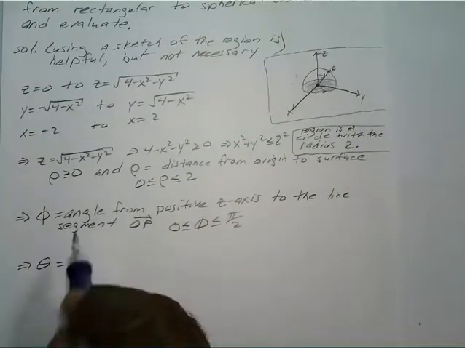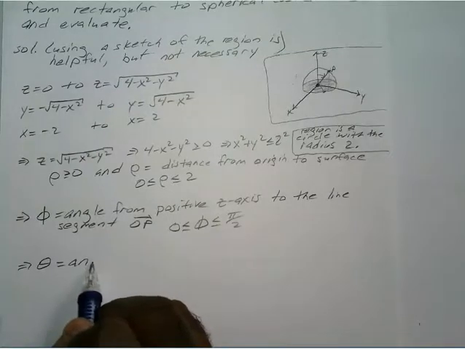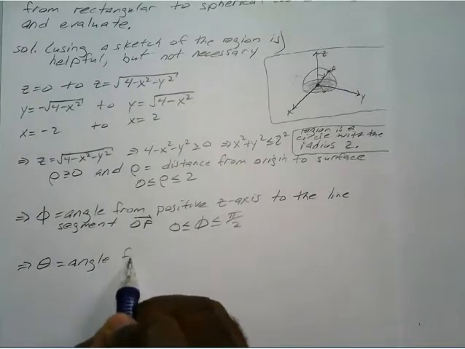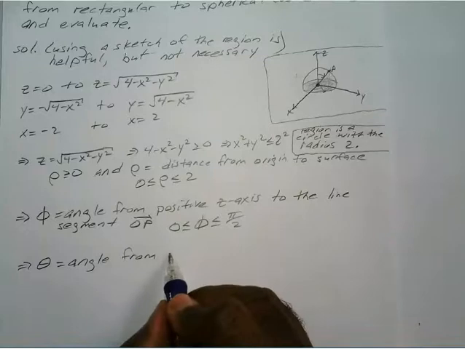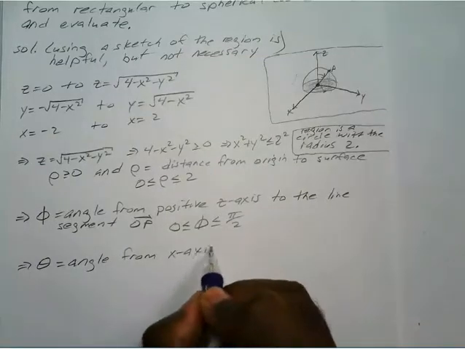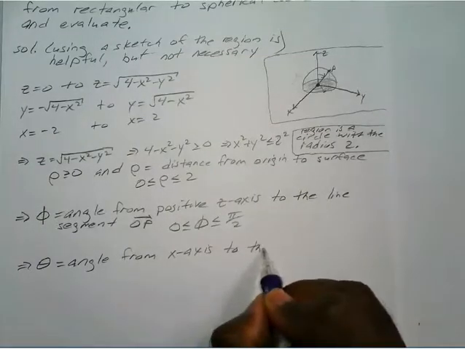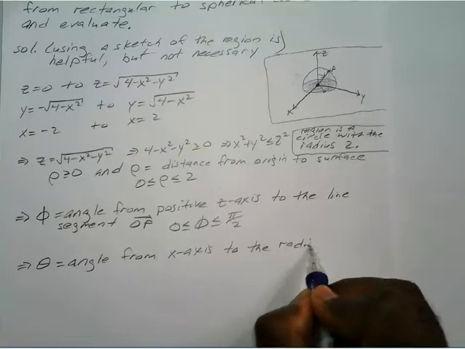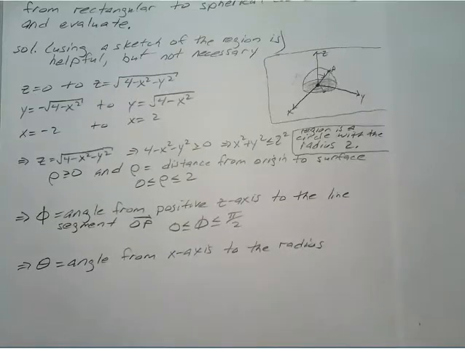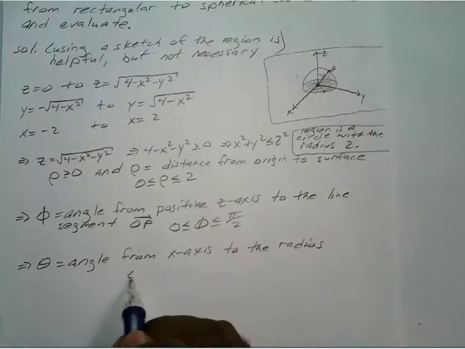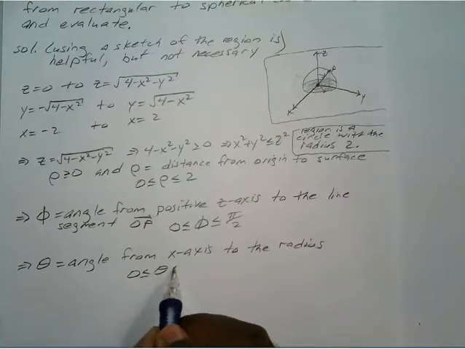Okay, so your angle, or theta, equals the angle from the x-axis to the radius. Okay, and that's where we get our 0 to 2 pi.